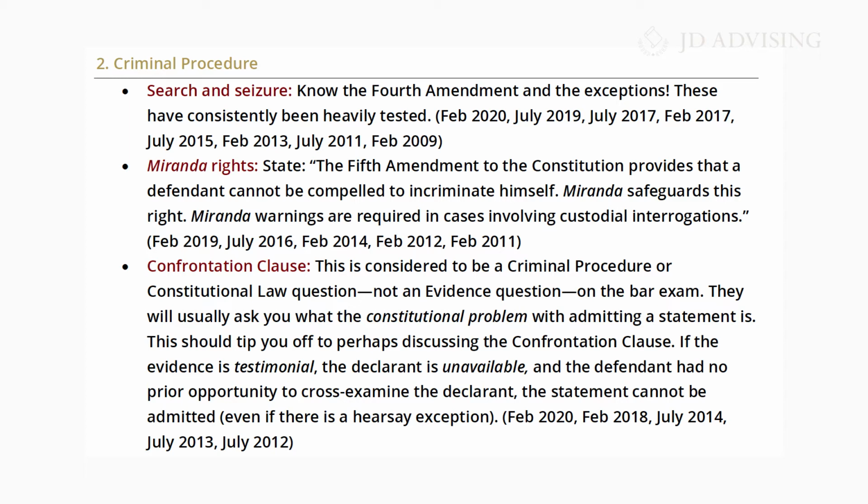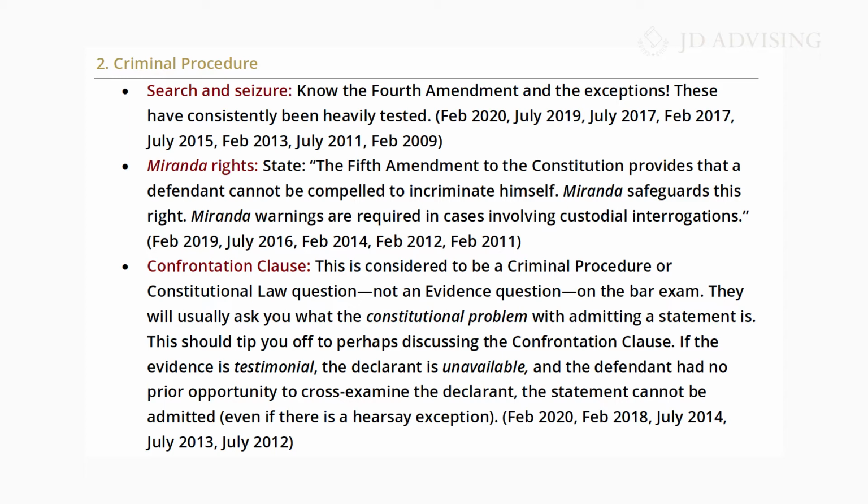Particularly, they like to test search and seizure. I would make sure that you know the Fourth Amendment and the exceptions like the back of your hand. These have been consistently heavily tested. Same with Miranda rights. You should have a good background on Miranda, know what constitutes a custodial interrogation, be able to define these terms. This has been consistently tested.